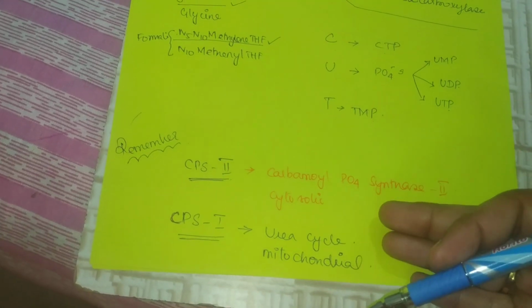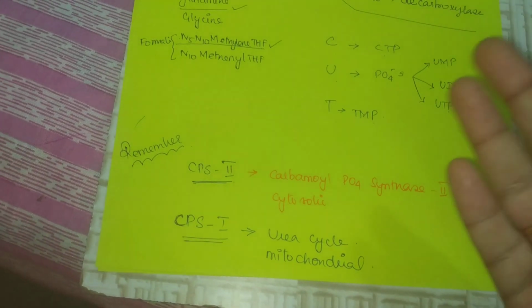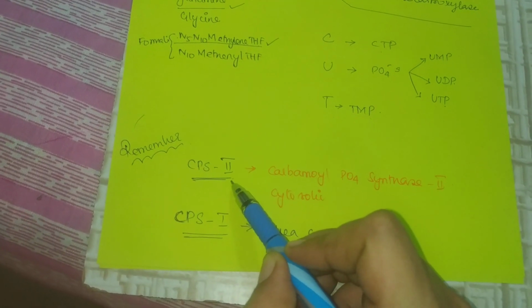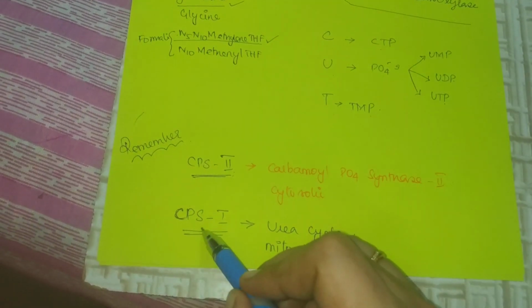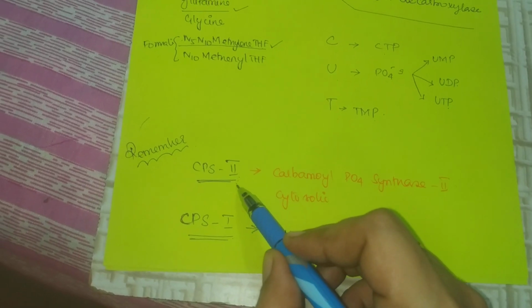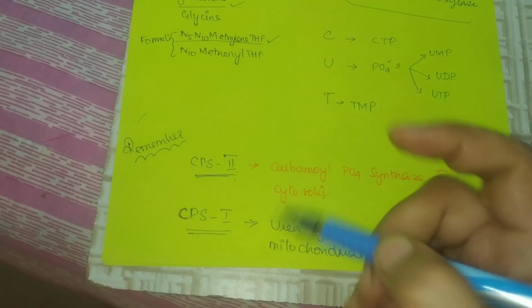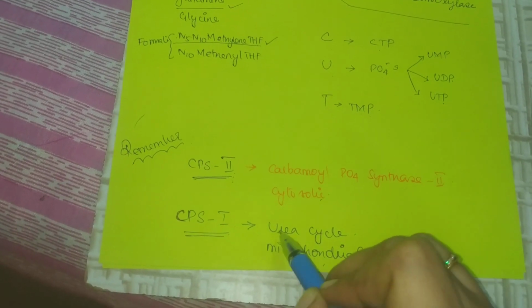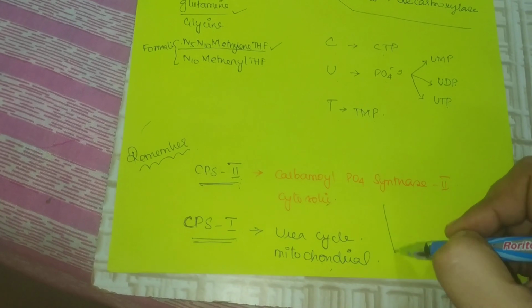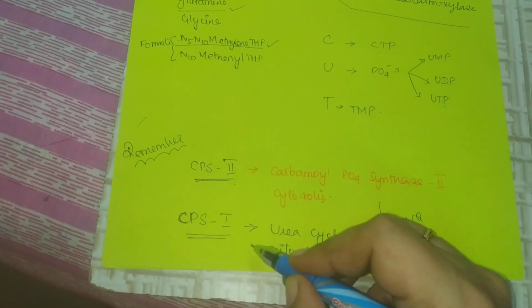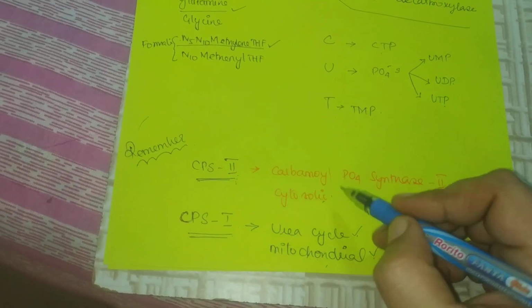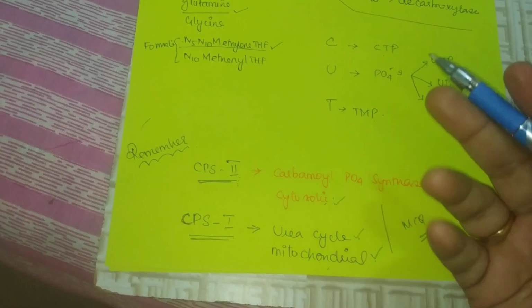Before that we should remember this. They will definitely ask this in MCQs. The enzyme used in pyrimidine synthesis is CPS2. Since it is 2, there is one other enzyme, CPS1. CPS2 is a cytosolic enzyme used in pyrimidine synthesis. CPS1 is a mitochondrial enzyme used in the urea cycle. Remember this well, they will definitely ask this in MCQs. CPS1 is used in the urea cycle and is a mitochondrial enzyme. CPS2 is a cytosolic enzyme and is used in pyrimidine synthesis.